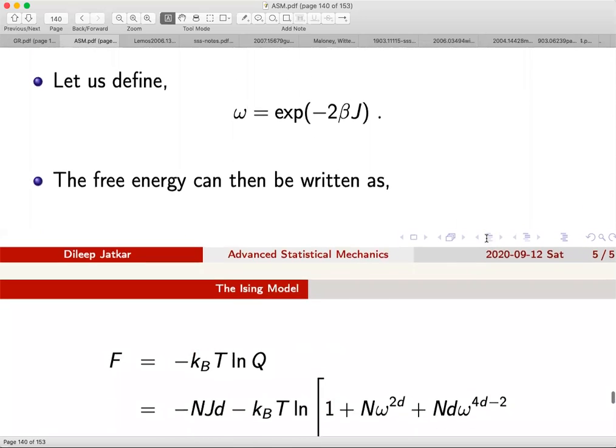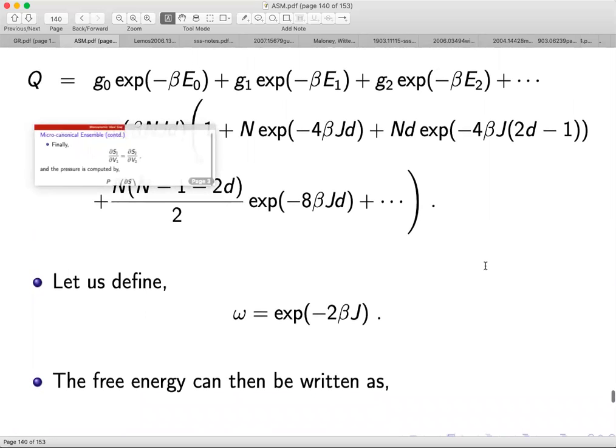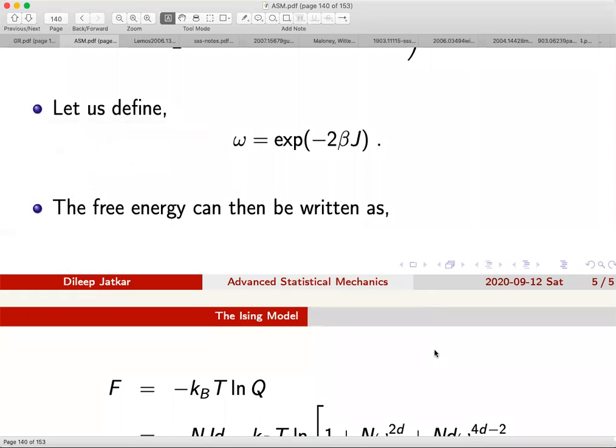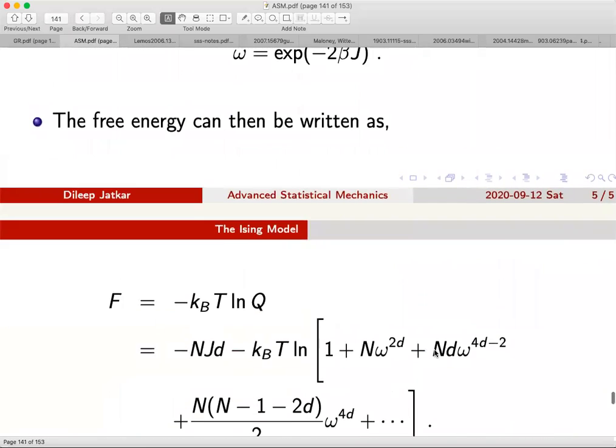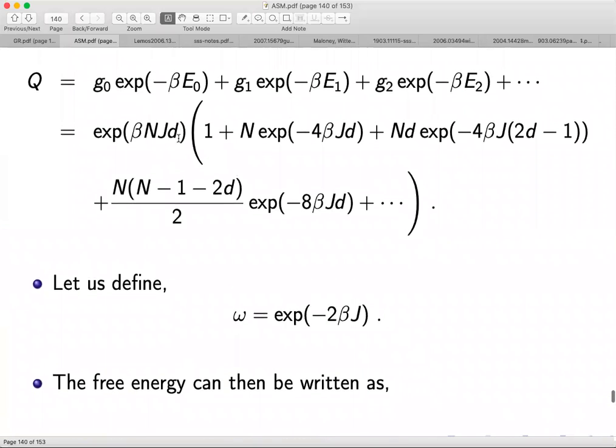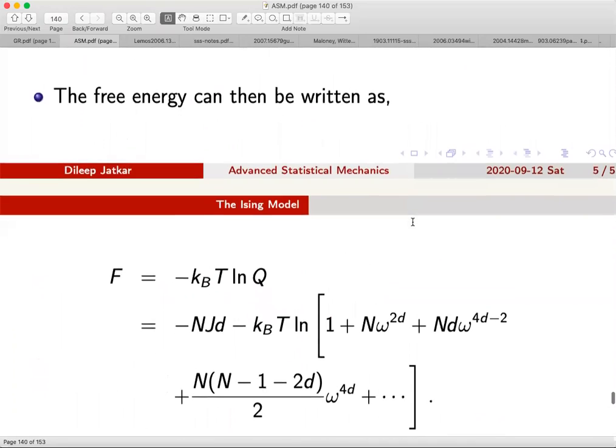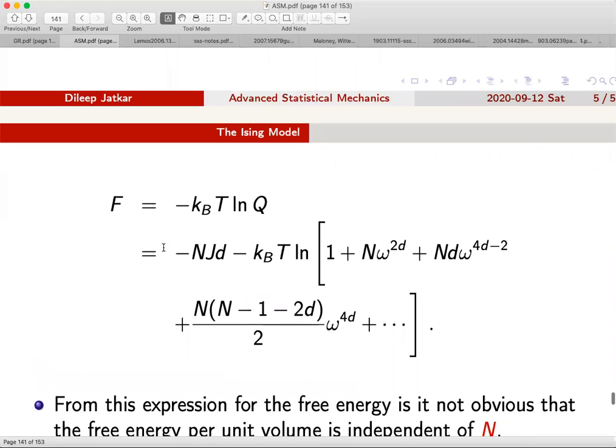Now remember we have to take a log of this partition function to write down the free energy. So here's the expression. There is an e to the beta nJd sitting around. So when you take a log, you take a log of this and a log of this entire parenthesis. The log of the first term is easy. The log of the parenthesis is the one which is a little more tricky. The first piece gives you this. This is kBT, which is 1 over beta, which takes care of that beta factor. And then you have kBT times log of that entire parenthesis term.